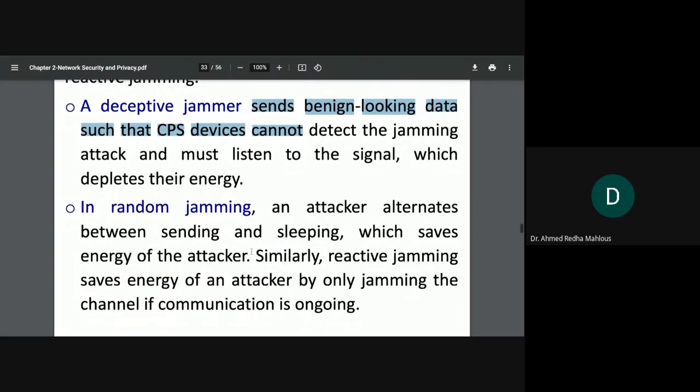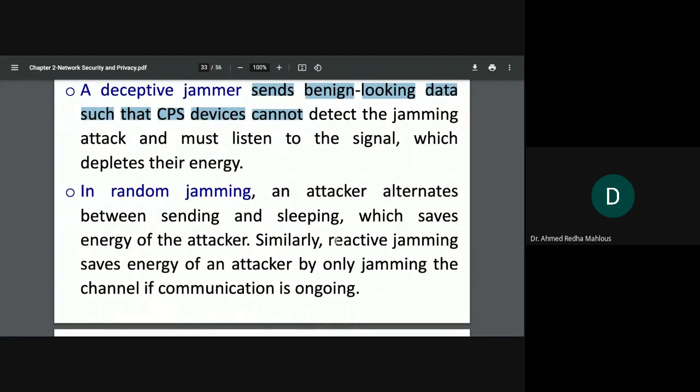Another type of jamming is reactive jamming. Reactive jamming also saves energy of the attacker. How do they do it? When they discover that there is a communication happening between two devices, they will send the fake data, because they are also trying to save energy. They will not consume energy to send fake data, noise, or signals inside the channel where there is no communication. There is no point in sending anything then.